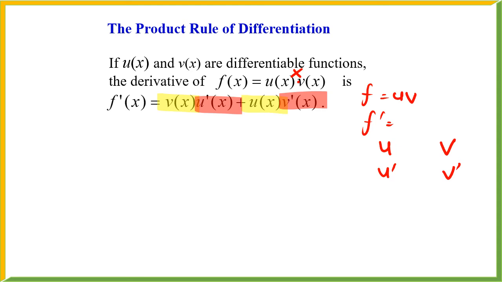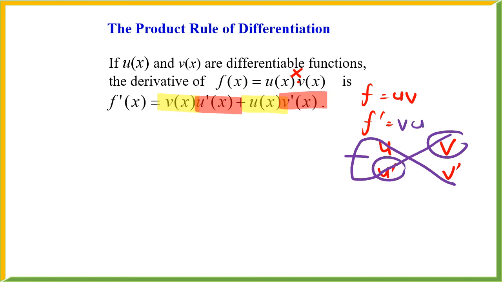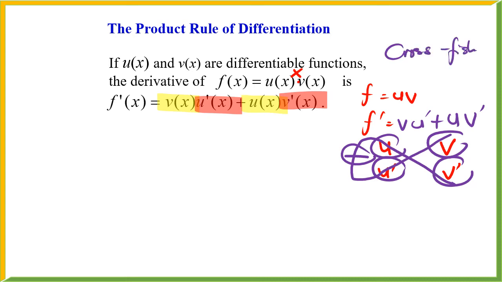What are cross fish? So look at this. So v u prime plus u v prime. So the answer will be u multiplied with v. The formula will be v multiplied by u prime and then plus with u multiplied by v prime. It starts from the right side at the top. U v prime. So we have v u prime plus u v prime. So we call it the cross fish product rule.